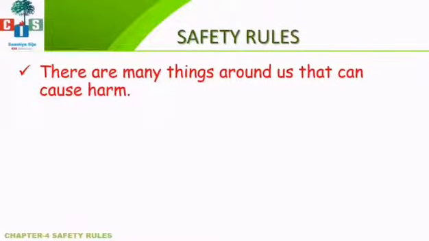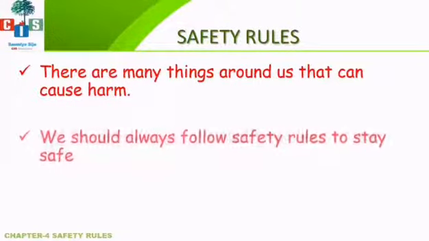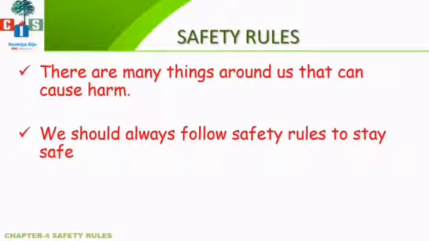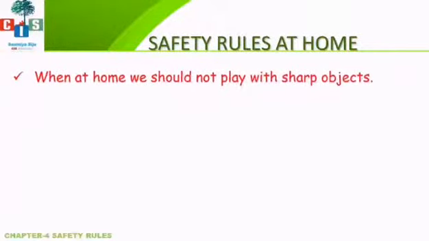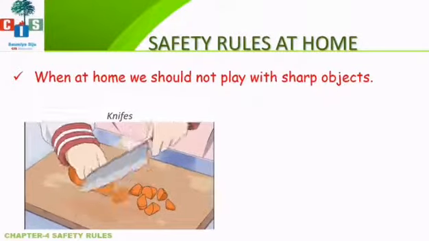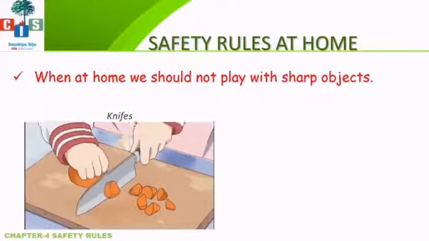There are many things around us that can cause harm, right? We should always follow some safety rules to stay safe. The first one is about safety rules at home. As you all are at home, you should follow some safety rules. Yes or no? Yes. First, at home we should not play with sharp objects. In our house, there are so many sharp objects, like knife. We should not play with knife, right? If you want to have anything, you should ask your mom to cut it and give it to you.